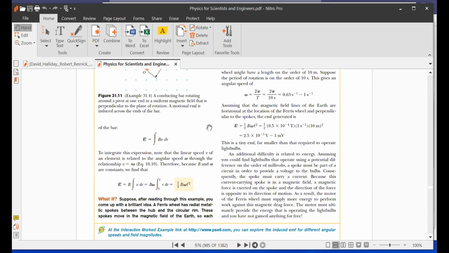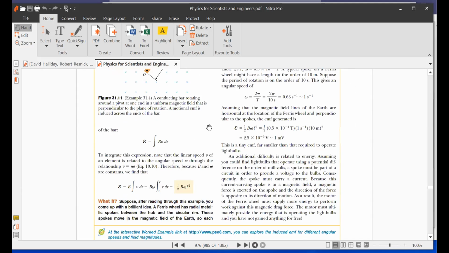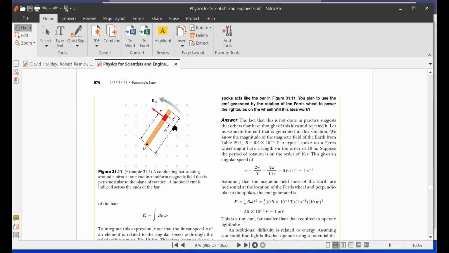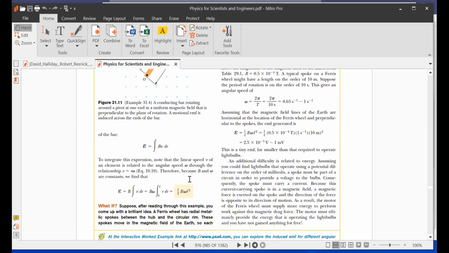The flux is dV/dr, okay? This dr is the infinitesimal element of the rod, because B is a constant.